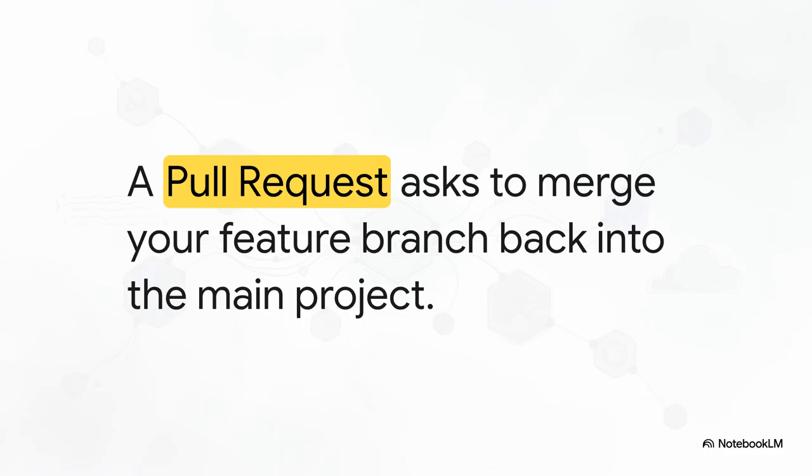Then, once you finish your amazing new feature on your isolated branch, you obviously need to get it back onto the main project trunk. You do this over on GitHub by creating what's known as a pull request, or a PR. A PR is exactly what it sounds like. You are very politely requesting that your new code be pulled and merged into the pristine main codebase. This is a crucial step because it gives senior developers a chance to review your work, leave a few comments, and make sure everything is absolutely perfect before they hit that final merge button.